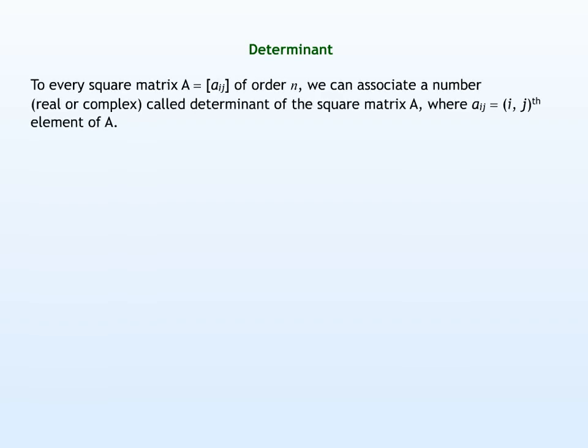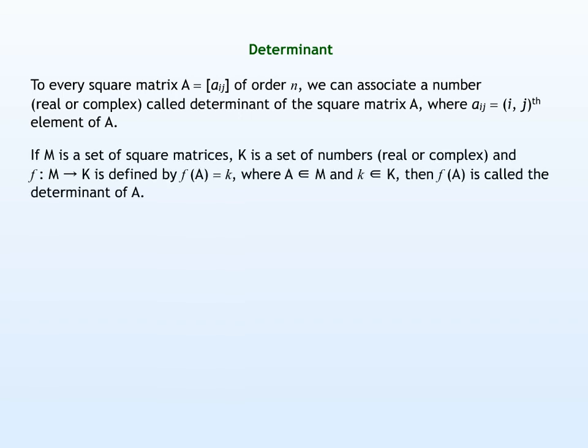To every square matrix A, we can associate a number, real or complex, called the determinant of matrix A. In other words, determinant is a scalar value assigned to a square matrix. So, determinant can be thought of as a function which associates a square matrix to a unique number, real or complex. Determinant of a matrix A is denoted by det A or A written within vertical bars or delta A.